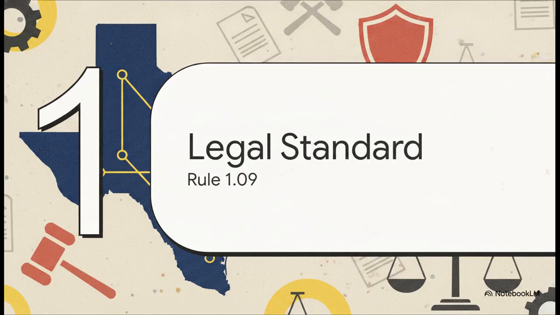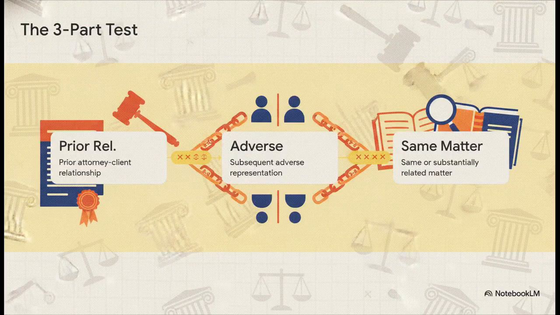All right, part one, the disqualification legal standard. Down in Texas, the main battlefield for conflicts of interest is Rule 1.09. Basically, you can't just switch sides and use what you learned against a former client. It's common sense, right? But this rule creates a very strict three-part test. You need to prove a prior attorney-client relationship, a subsequent adverse representation, and that it involves the same, or at least a substantially related, matter. If you hit all three of those, the lawyer is out.